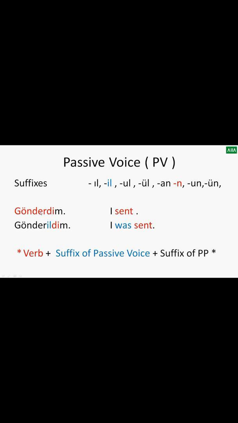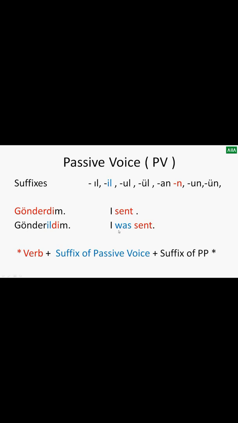So, an active voice example here: gönderdim, which means I sent. This is what I do. I did something, which is I sent. Here, I was sent. Somebody sent me somewhere, so I became the object in the sentence.